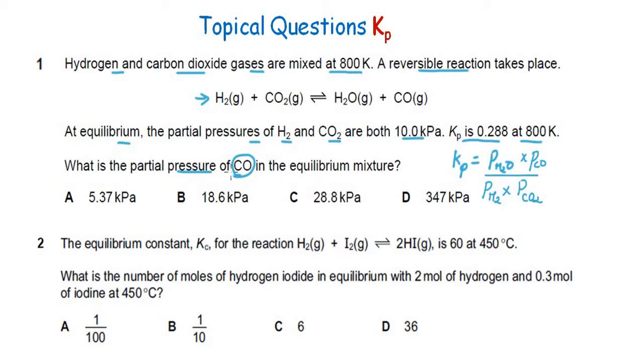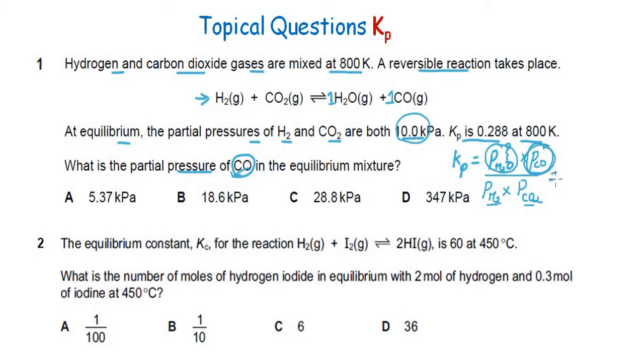Now we are supposed to find the partial pressure of carbon monoxide. The other values are given: the partial pressure of hydrogen and carbon dioxide is 10 kilopascals. The partial pressure of water is not given, but as we can see in the question, both the products are in the ratio of 1:1, so the number of moles of both the products will be the same. That's the reason the partial pressures of both the products will also be the same. So the partial pressure of water and carbon monoxide should be equal.